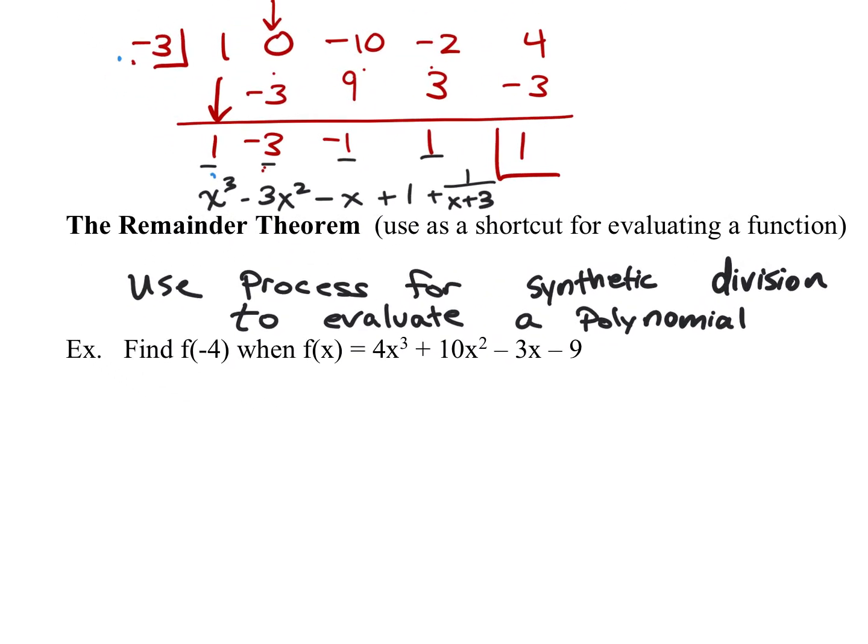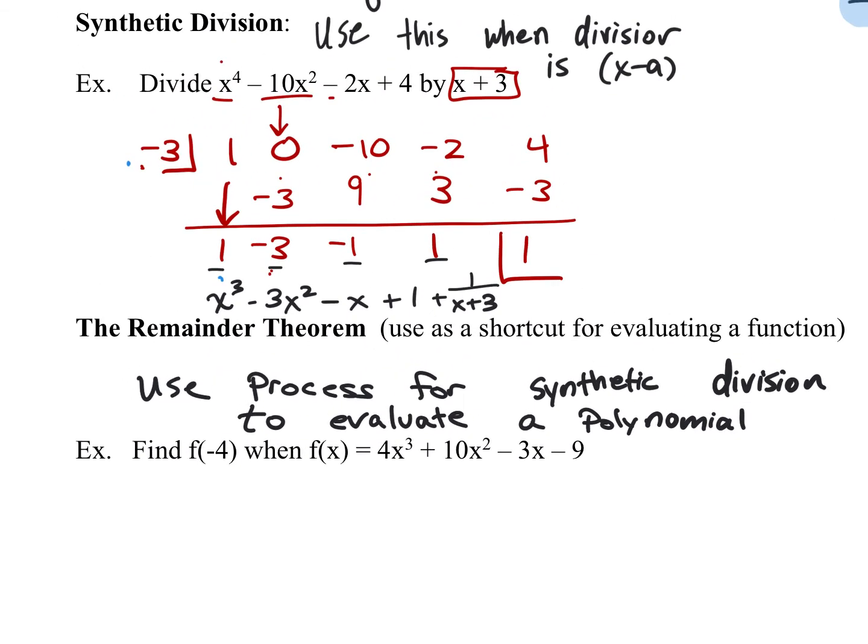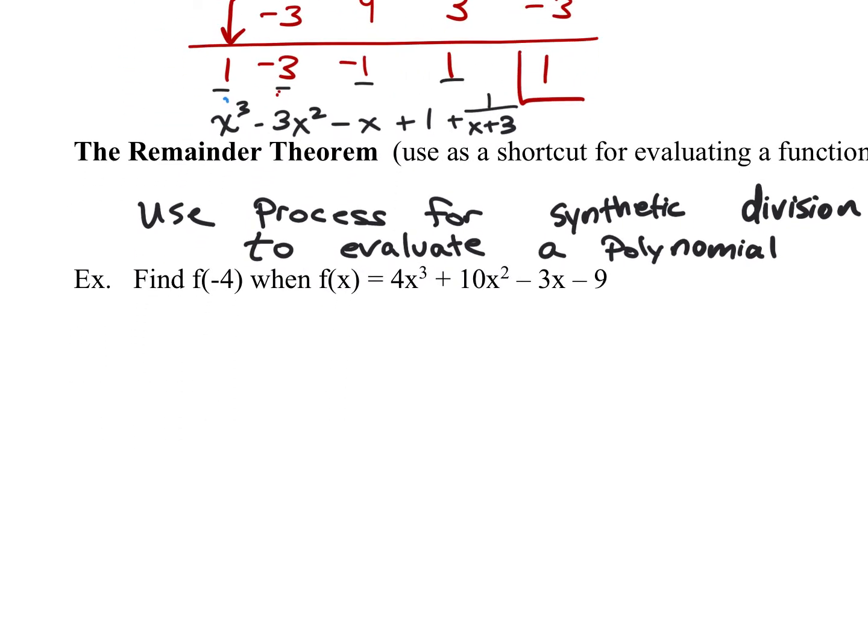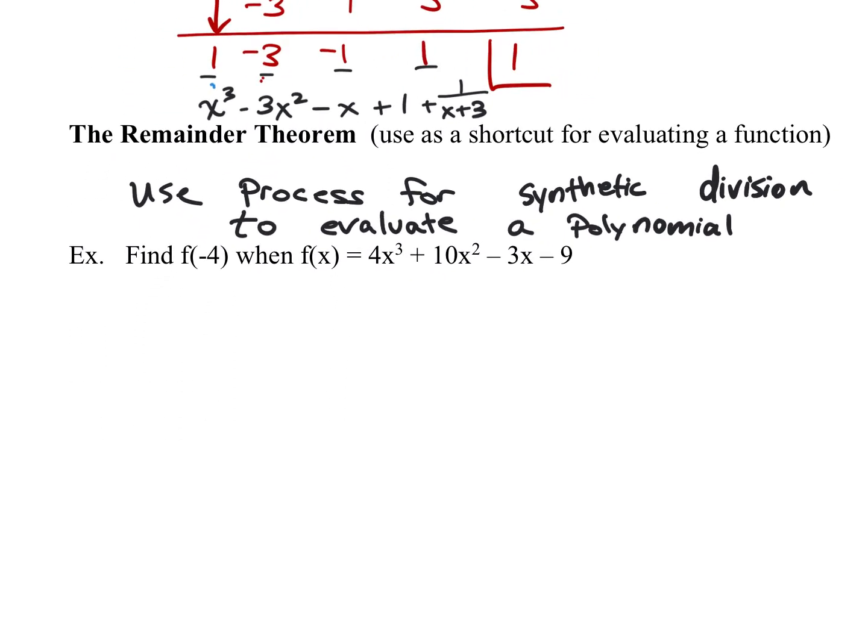This shortcut, this synthetic division, is also helpful in evaluating polynomials. It is a shortcut for evaluating a function at a specific x value. So here we can see that we are trying to evaluate f of -4. So I'm going to plug that value into my synthetic division box and then list out my coefficients.